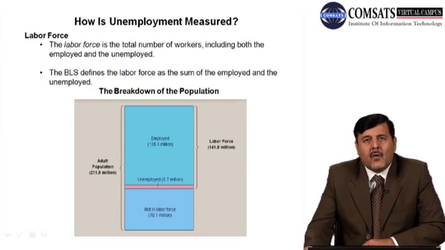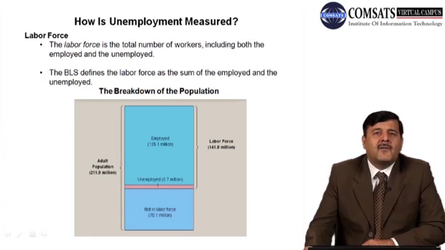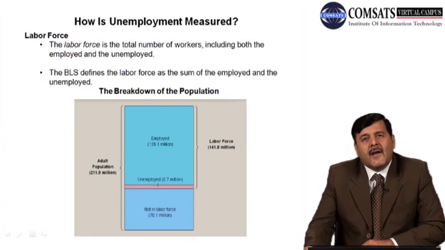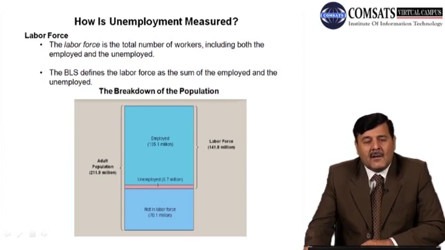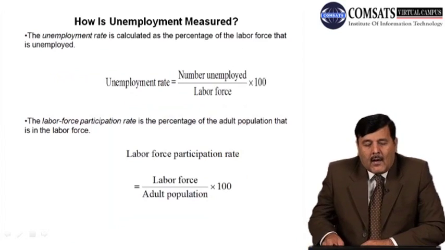In this example, the employed labor force is 135.1 million and unemployed is 6.7 million. If we add both, what do we get? We get 141.8 million, which is the labor force of the economy.